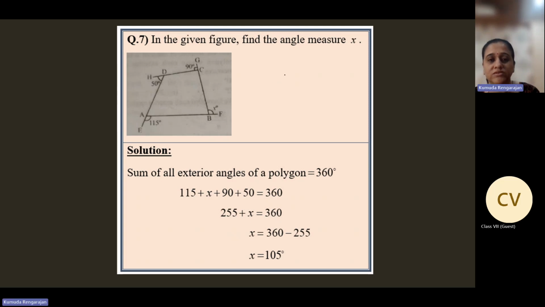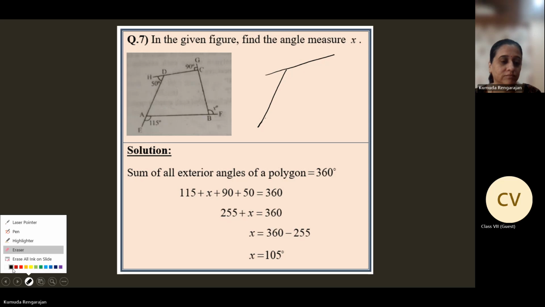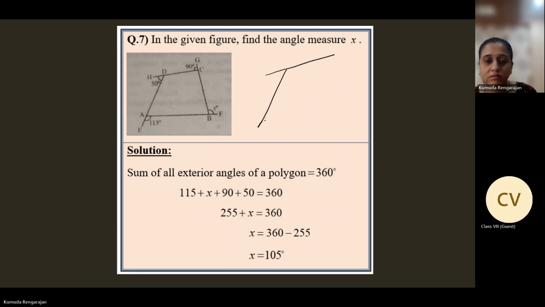See, how do you draw this figure? See here. One line like this. See here, like this. 1, 2, 3. See here. 3 and 4.